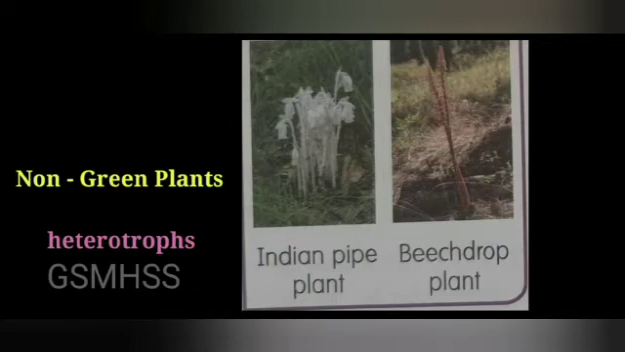Non-green plants such as cascata, the Indian pipe plant and the beech drop generally grow on green plants and get their food from them. Such plants are called heterotrophs.